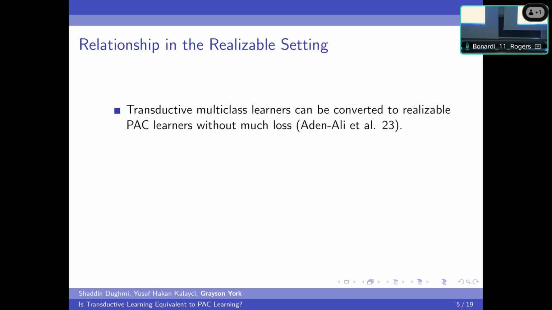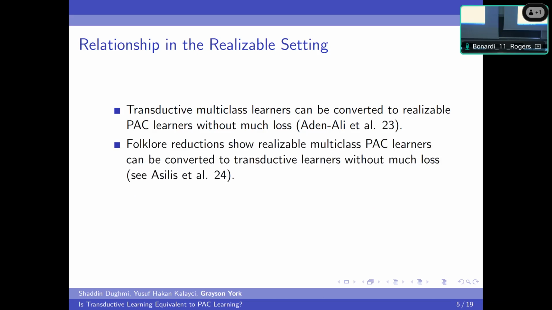So let's start out with the realizable setting, which has already been studied pretty heavily. In the realizable setting, it is known that transductive multi-class learners can be converted to realizable PAC multi-class learners with only a little bit of loss in the samples. There's not a significant loss in the samples. This was shown in a recent paper by Adnan Ali et al.